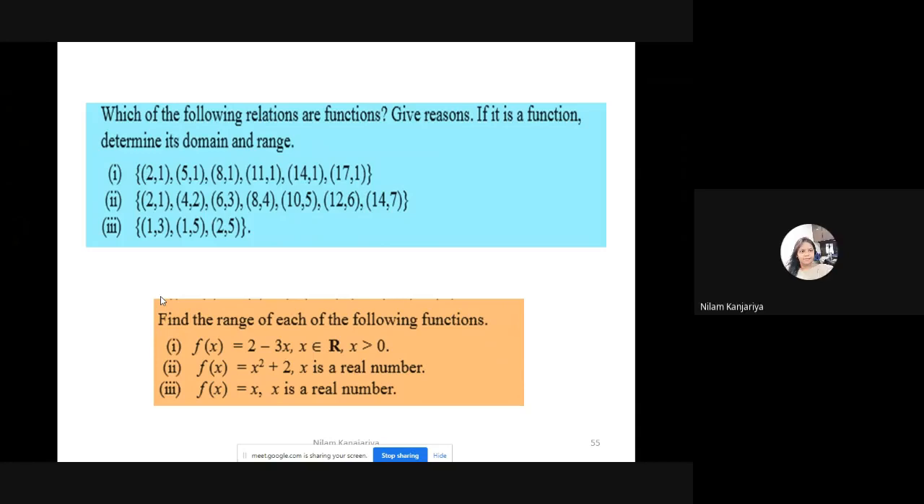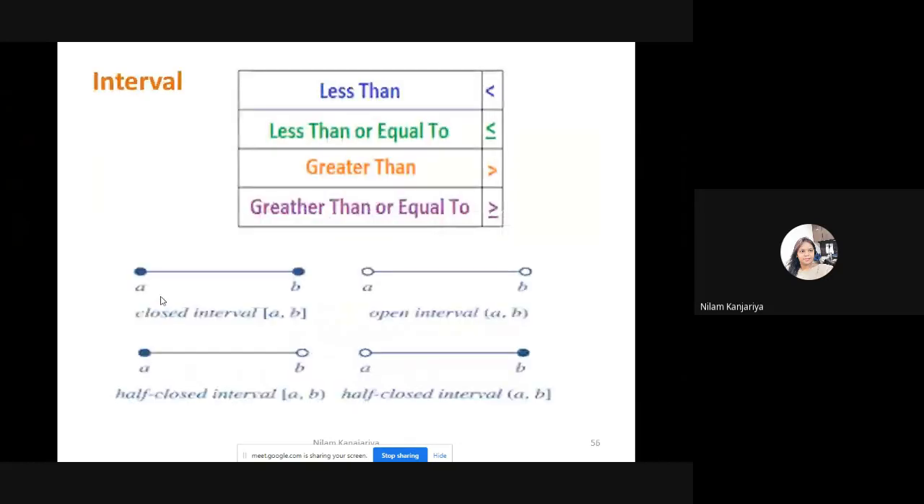Very good. The last one is not a function. It's not a function, so we are not able to find the range. Okay, so we complete the range. In the next session we will study about intervals. Today we will stop.